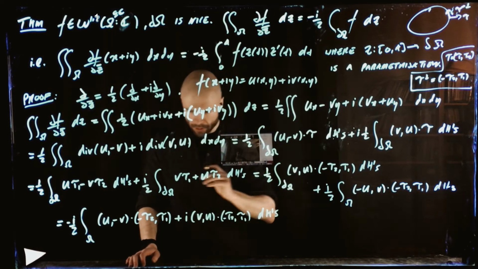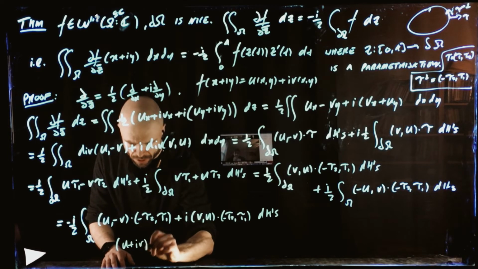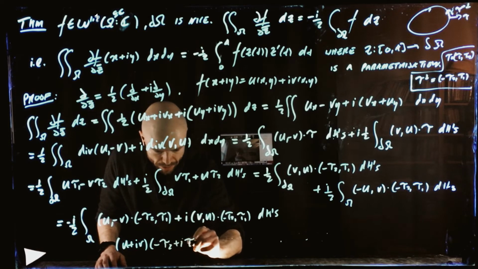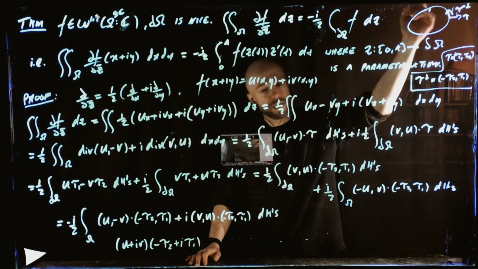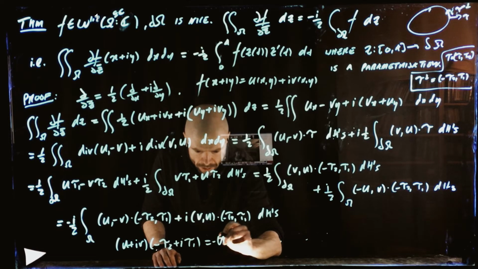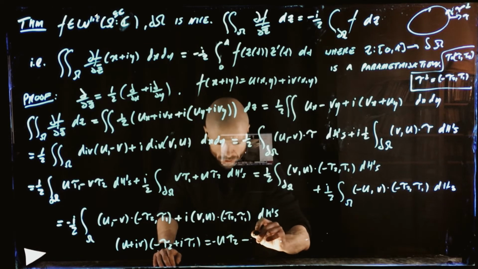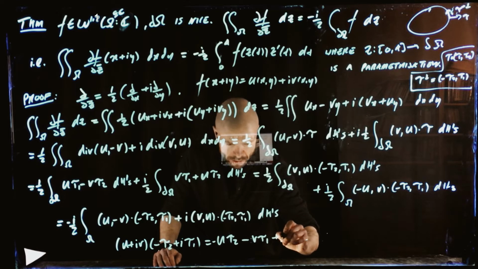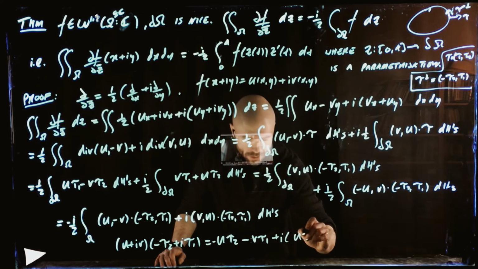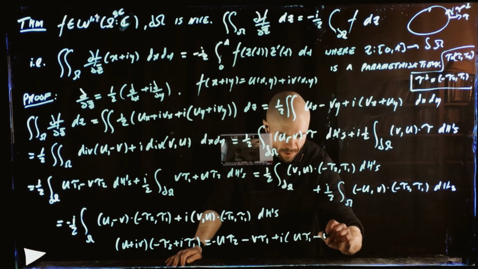Now, if we do the following, let's multiply u plus iv by tau 2 plus i times tau 1, because this is the anti-clockwise one here. So let's multiply this thing out. We have minus u times tau 2, this times this, and we're going to have minus v times tau 1. That is the real part, and for the imaginary part we have u times tau 1, this one times this one, and then minus v times tau 2.